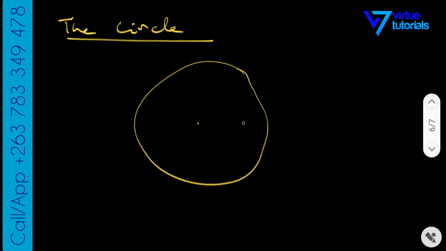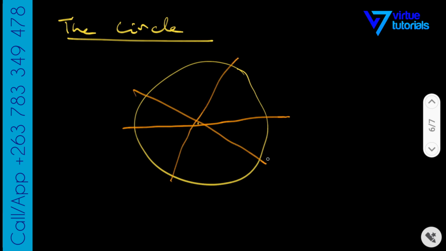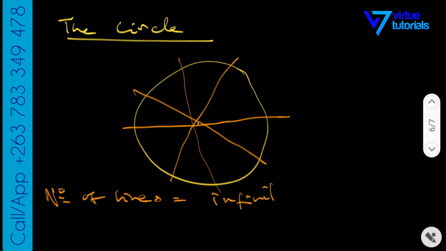Now, a circle is a pretty interesting shape. If we try to think of the number of lines of symmetry for a circle, we can cut it like this, like this, like that, as long as it passes through the center. So the number of lines of symmetry for a circle is infinite. You can't count the number of lines of symmetry for a circle.